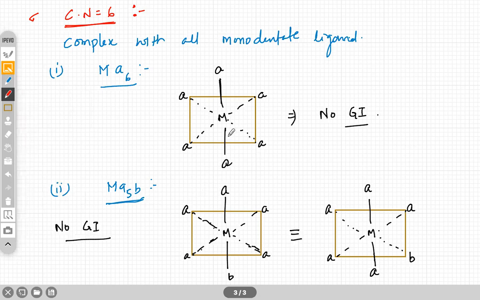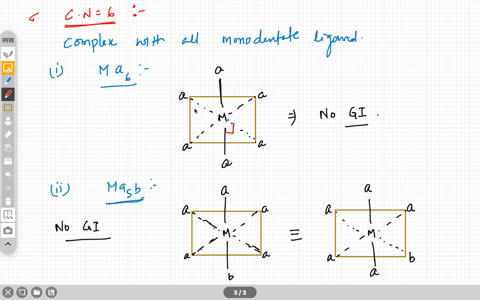Okay, could you tell me what is the angle this one? Is it 90 degree? Yes. Right. So this angle is 90 degree.